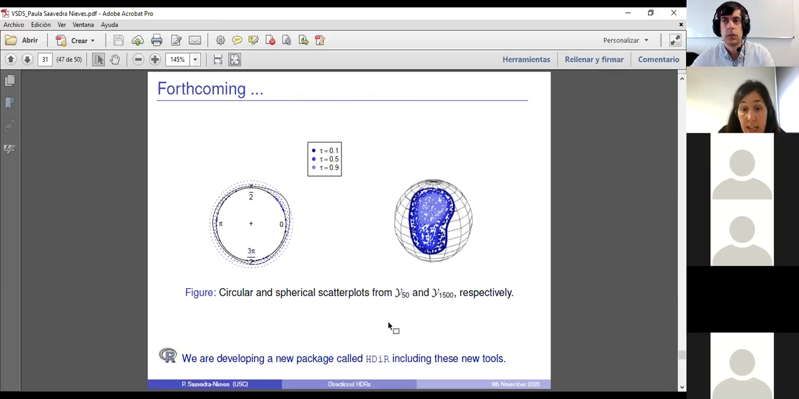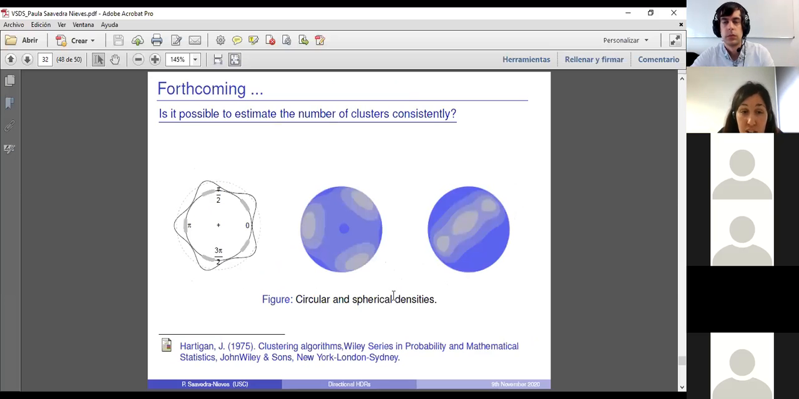And finally, we are trying to create a new R package, including these tools and some additional ones. These are two scatter plots in the circular and spherical settings. And additionally, we are trying to prove that it's possible to estimate the number of clusters or connected components in a consistent way from the plugin estimators.